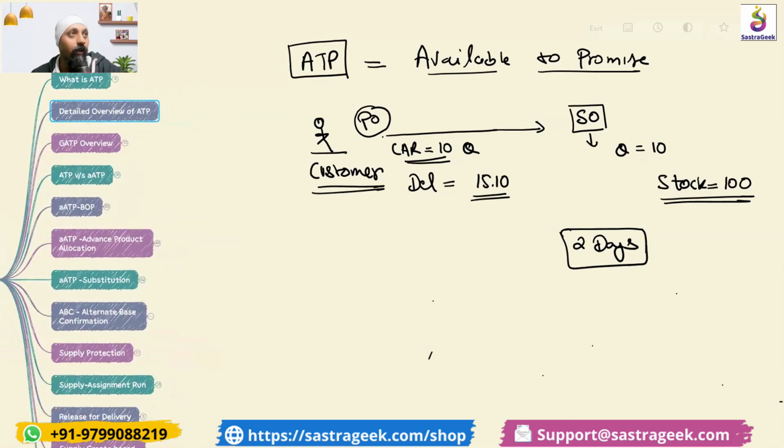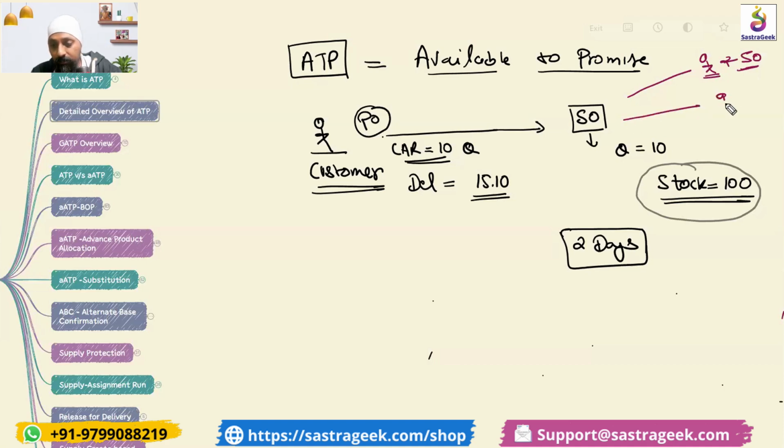Having a stock does not mean that. So it can happen: I have a stock of 100, but I also have other customers. I already have another customer, and I have already committed him the 50 quantity. There is another customer I committed 80 quantity, or another 50 quantity.